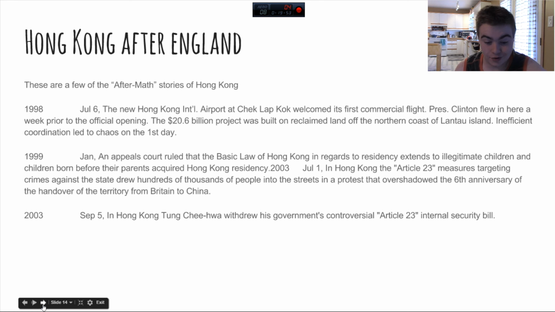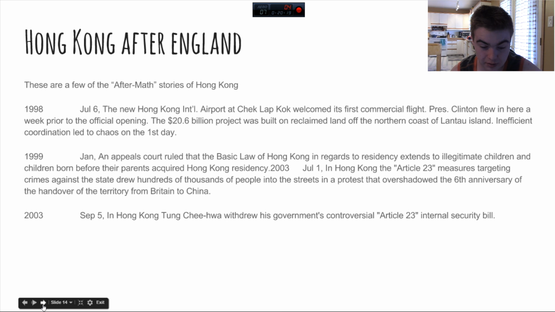And then July 1st, 2003, in Hong Kong, Article 23, I should have said Article 23 because that's what it is, a measure targeting crimes against the state, brought hundreds of thousands of people into the streets as protests overshadowed the 6th anniversary of the handover of the territory from Britain to China.